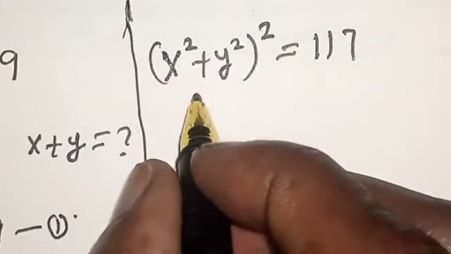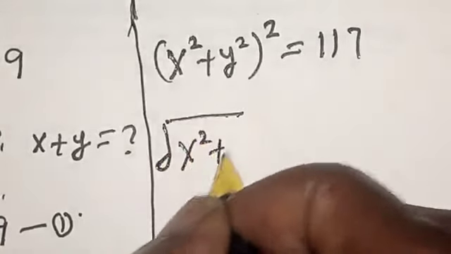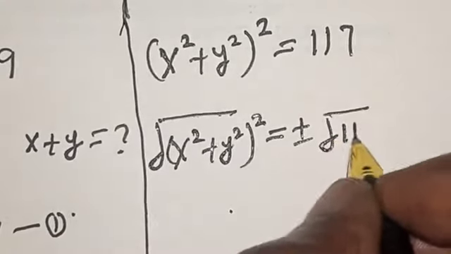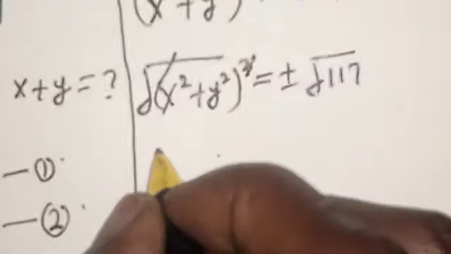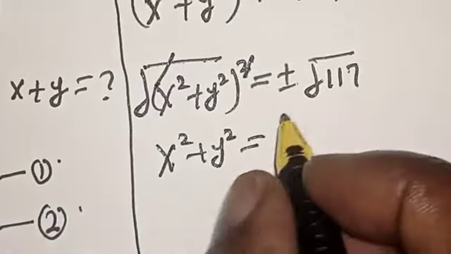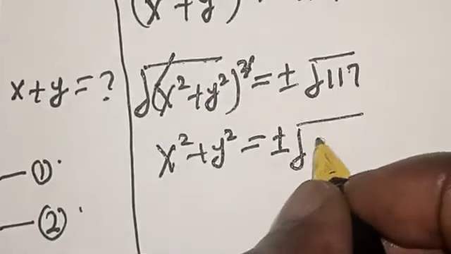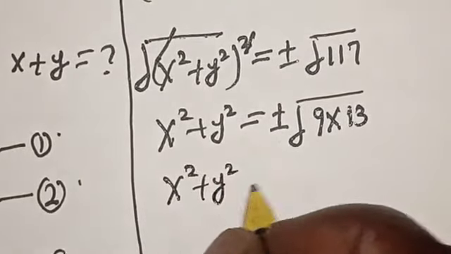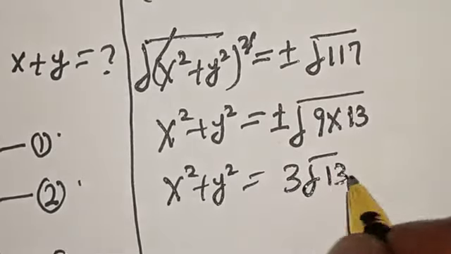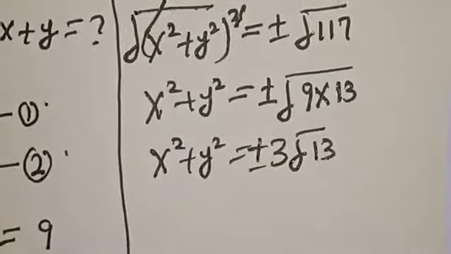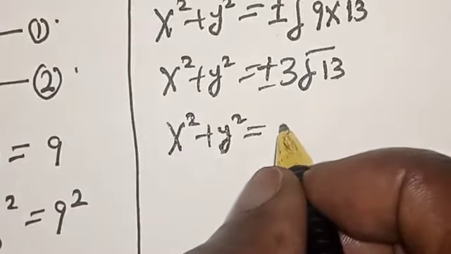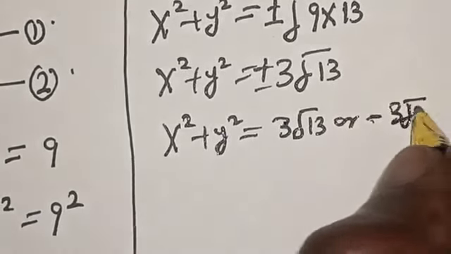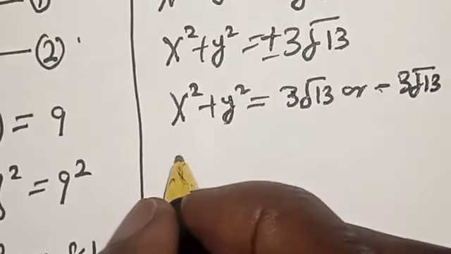Then let's take the square root of both sides. Square root of x squared plus y squared, all squared, is equal to plus or minus square root of 117. This one will cancel this. Then we are left with x squared plus y squared is equal to plus or minus square root of 9 multiplied by 13. Then we have x squared plus y squared is equal to plus or minus 3 root 13. Now x squared plus y squared is equal to either 3 root 13 or minus 3 root 13.